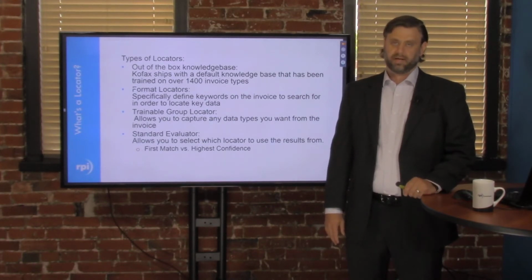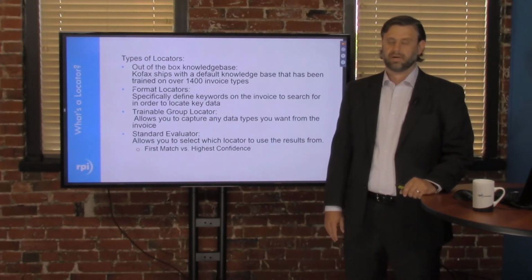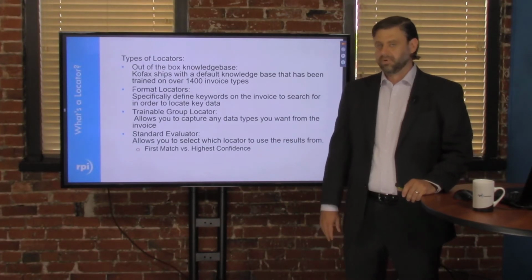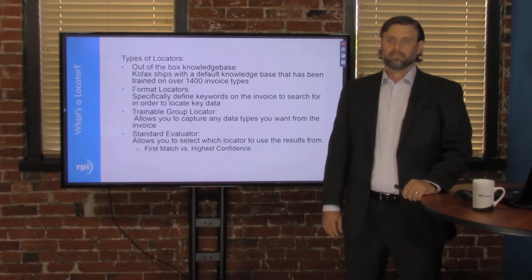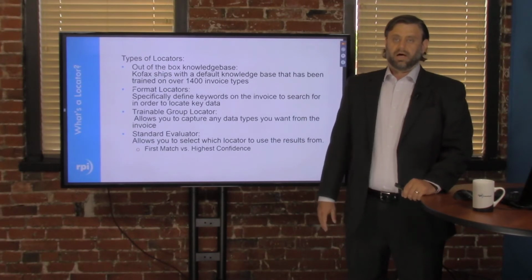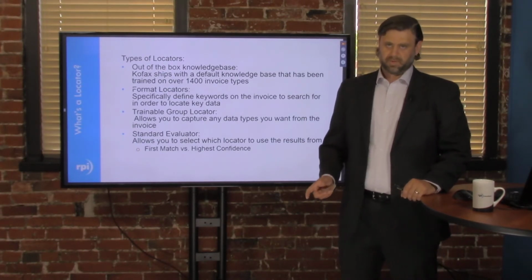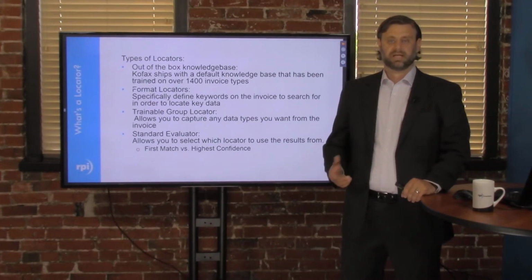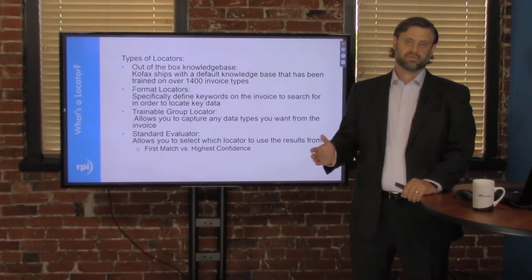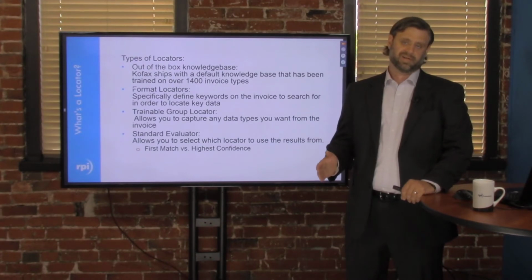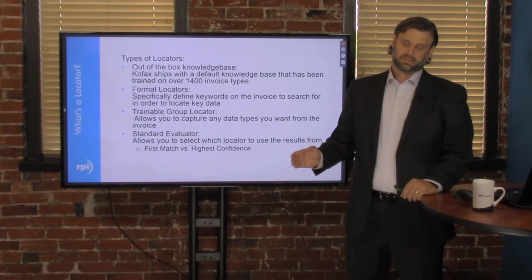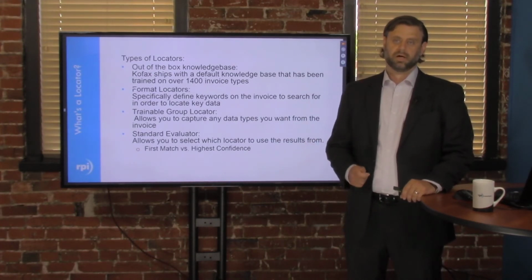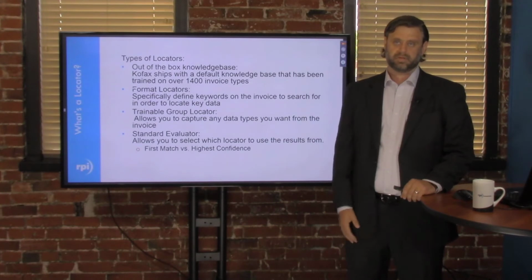The trainable group locator is a newer locator that Kofax has come out with. It's probably maybe 5 years old at this point, but this one was kind of a game changer when it came to extracting data. Similar to the out-of-the-box knowledge base that Kofax shipped with, you can train it, but you can define your own fields. We were a little limited with the out-of-the-box knowledge base that came originally with Kofax. You had a set number of fields that they were extracting, they already trained, and that was pretty much all you had. With the trainable group locator, though, you can define all the fields you want to extract off the invoice. They don't have to be included in the out-of-the-box knowledge base.